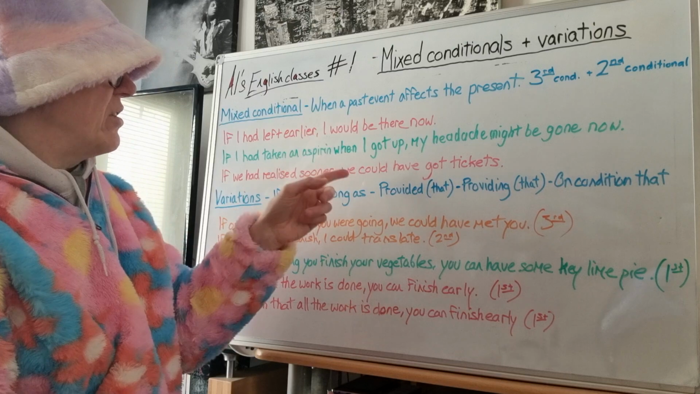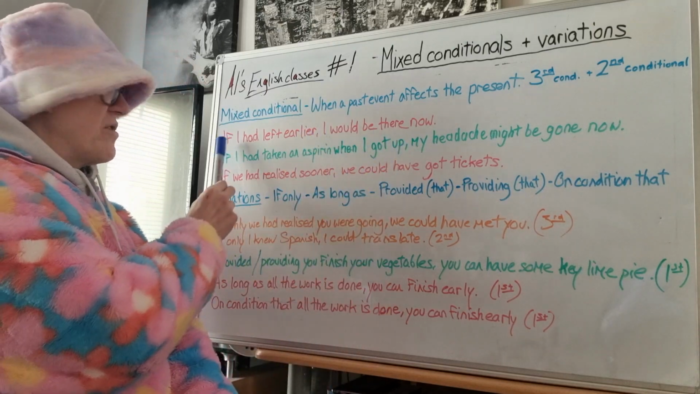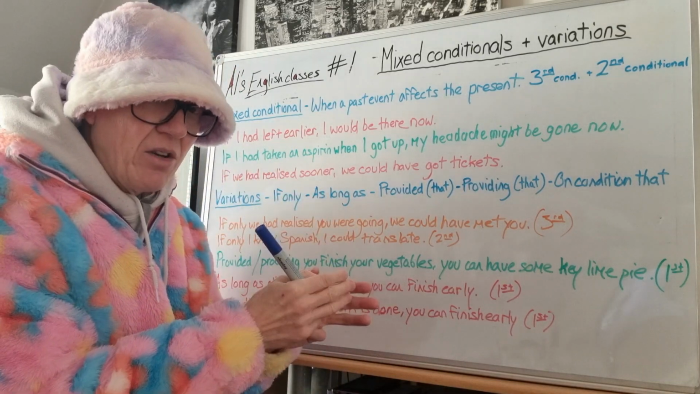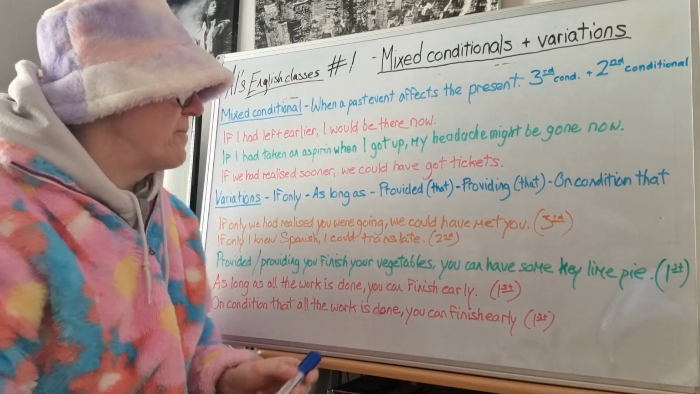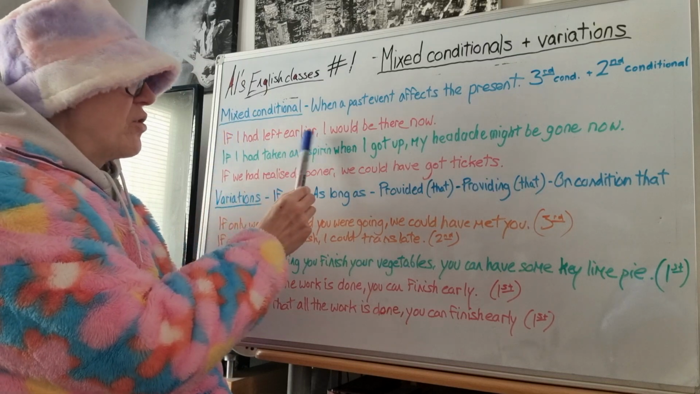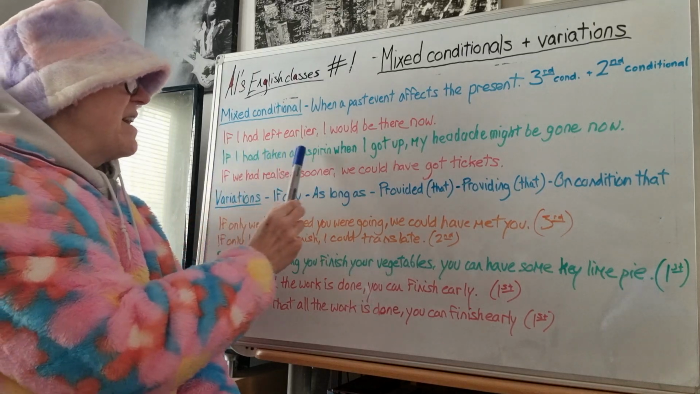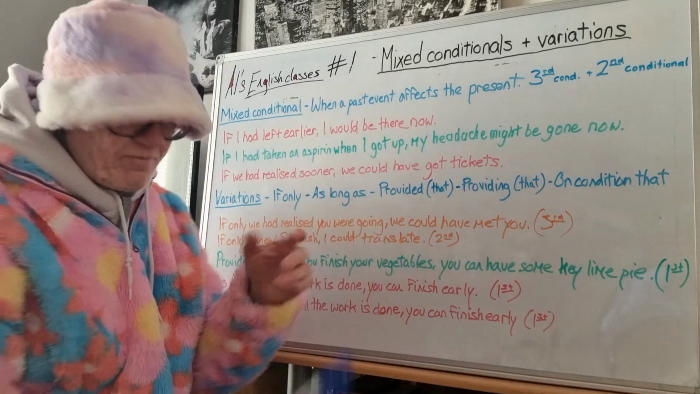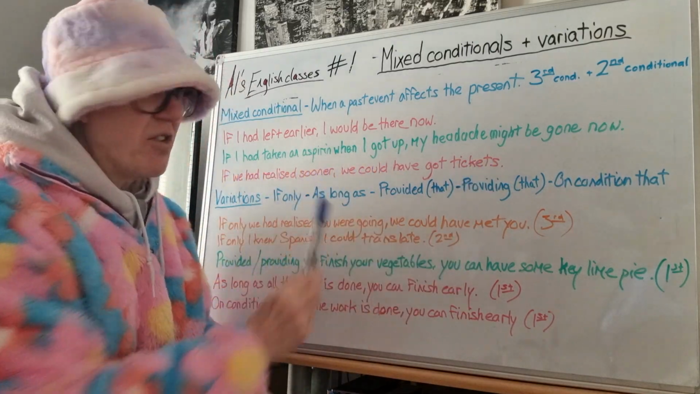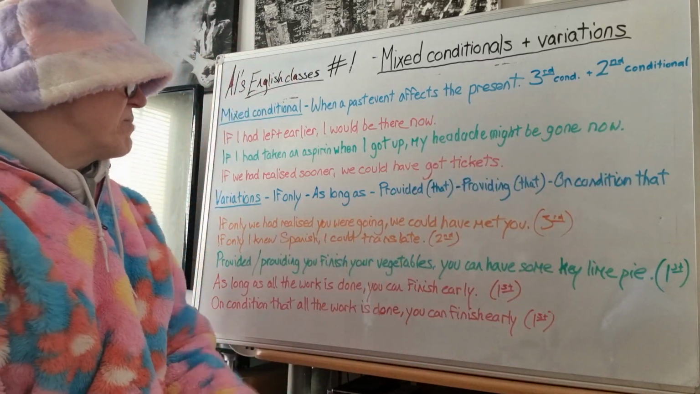Now, again, with all of these sentences, we have a comma because we start with the if clause. I've told you that many times. If clause, comma, main clause, no comma, if clause. For example, I would be there now if I had left earlier, no comma in that sentence. My headache might be gone now if I had taken an aspirin when I got up. No comma in that sentence. We could have got tickets if we had realized sooner. No comma in that sentence. I didn't have room to put the inversions, but you hear.